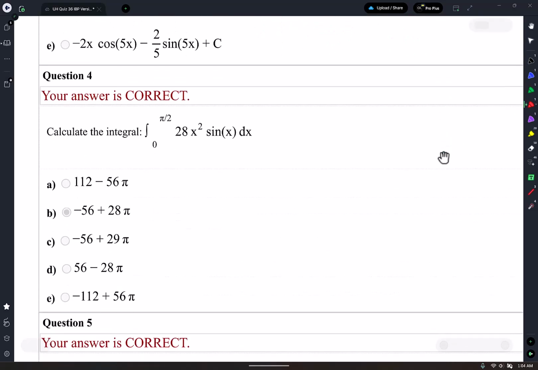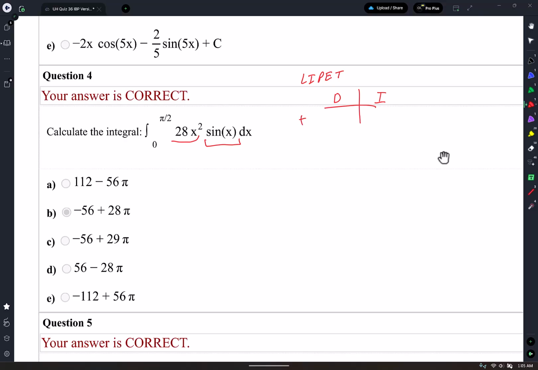All right, I got a polynomial right here with 28x squared. I have a sine x. It is a good one for tabular. Notice that I have limits of integration here. So the definite integral. So I'm going to write the word limit. You don't have to. I mean, you can already see what's going on. D for derivative, I for integrand or integral to integrate.